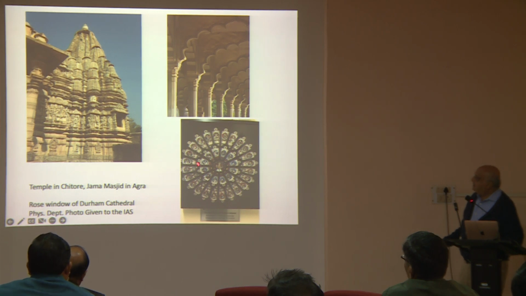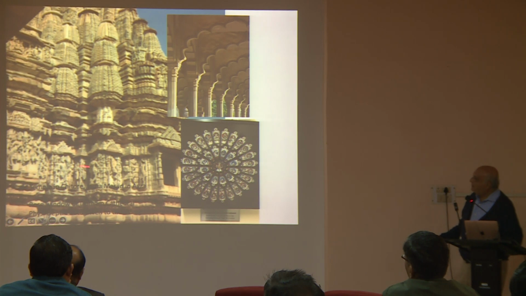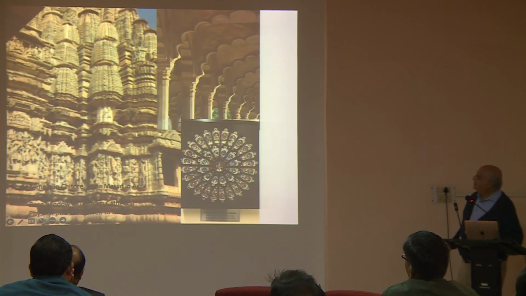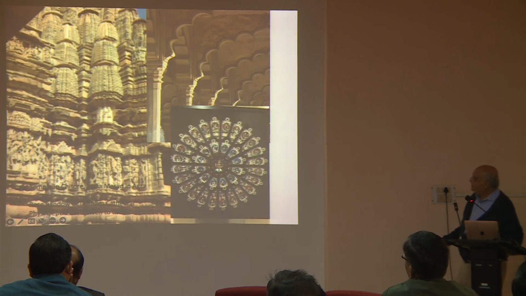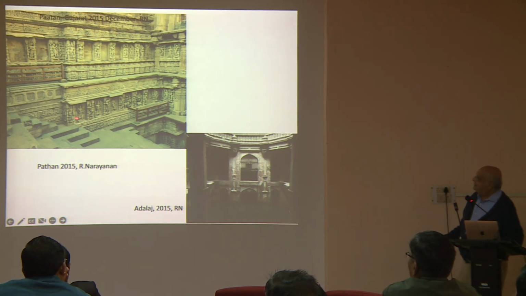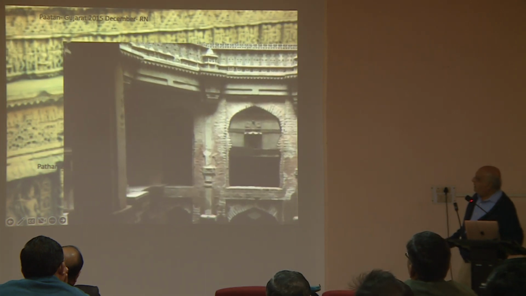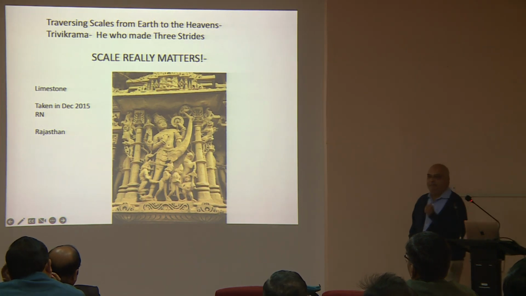This is a Jama Masjid. This is a cathedral. From afar, it looks very, very organized. When you get closer, you begin to see the various close-up friezes. These are geometric patterns. And of course, when you get closer, you begin to see the various biblical themes. This I took in Patan, and from afar it looks very organized. When you get very close, you begin to see the various myths and stories. And this is Talaj, also in Gujarat.